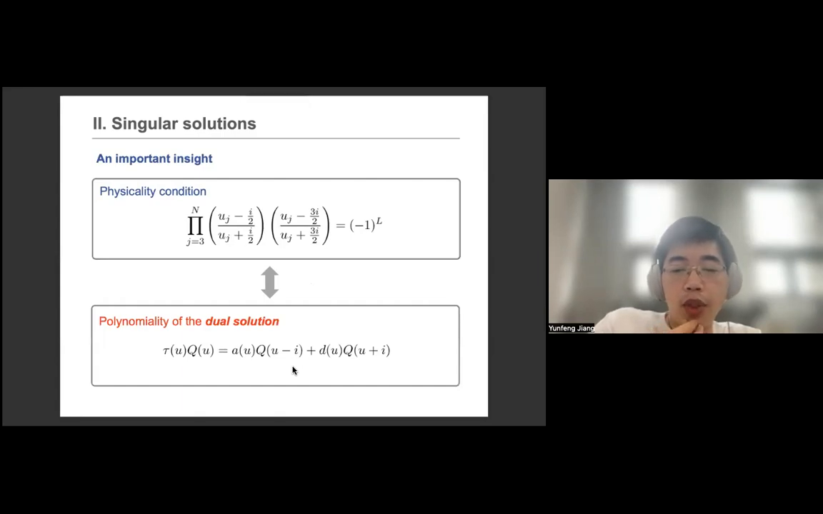Here I want to mention there's a more rigorous way, a mathematically rigorous way, to prove this completeness. And this is based on a very important insight, which is the following.